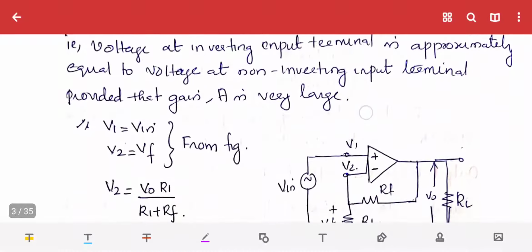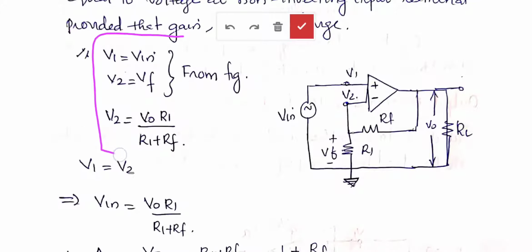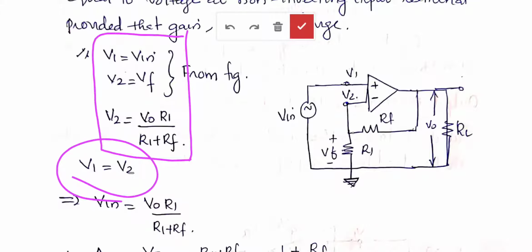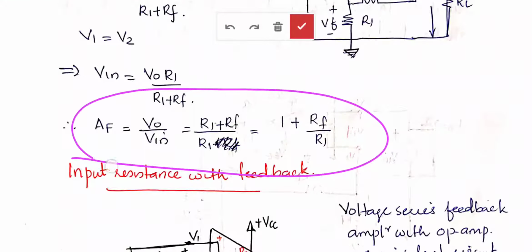Under that condition, we have V1 equal to Vin and V2 equal to Vf, and V2 is equal to Vo into R1 by R1 plus RF. V1 is equal to V2. Therefore, Vin is equal to Vo into R1 by R1 plus RF. So Vo by Vin is equal to R1 by R1 plus RF inverted, the same equation we have seen. For a non-inverting amplifier, the closed loop gain is 1 plus RF by R1.